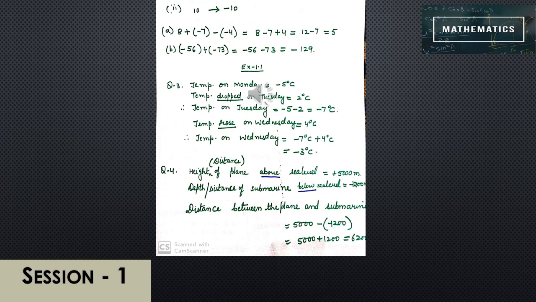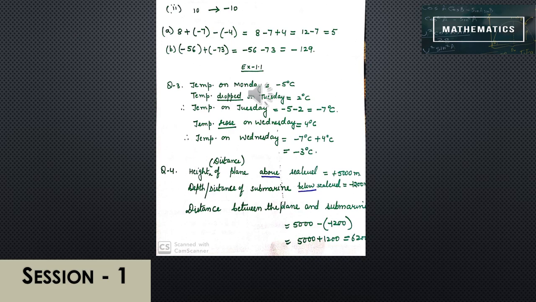So let's proceed now. If the height of the plane above sea level is 5000, we will write it as plus 5000 meters. And if the distance of the submarine below sea level is 1200, as it is below sea level, we will consider it as a negative integer, so it will become minus 1200 meters. Now what is the total distance between the plane and the submarine?